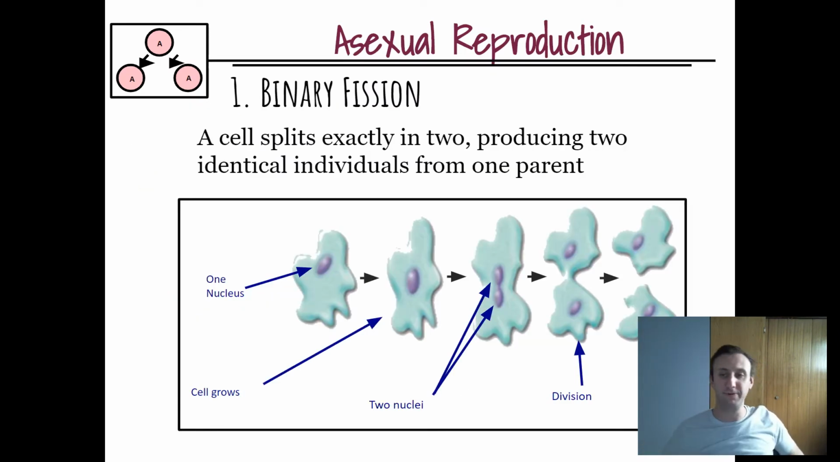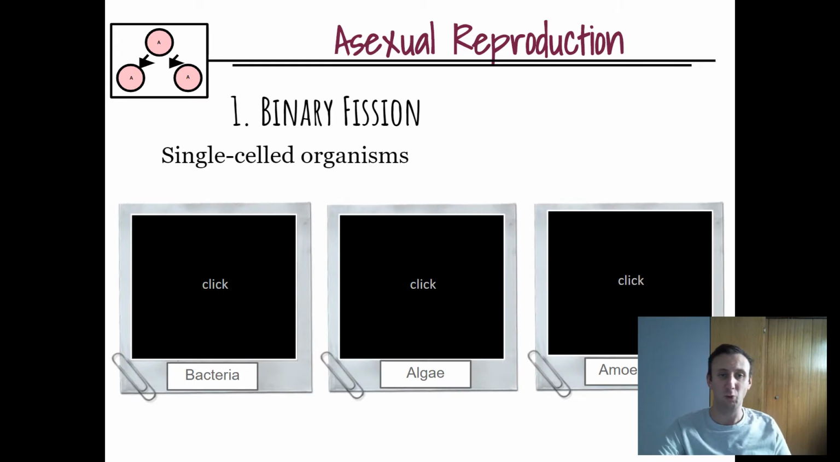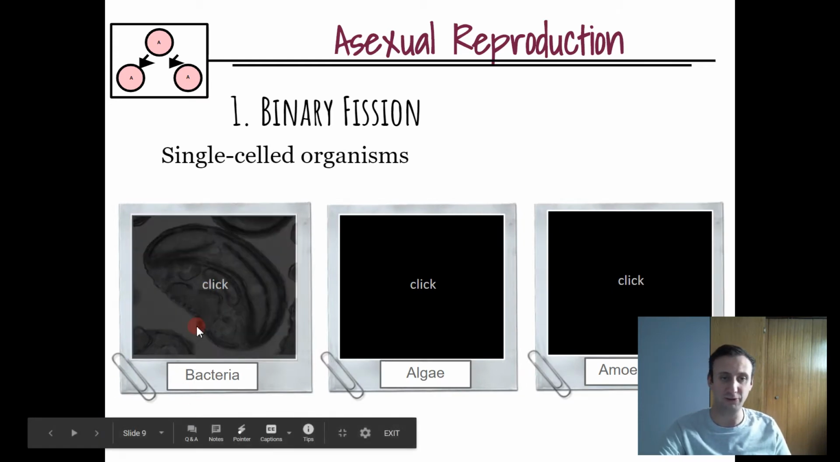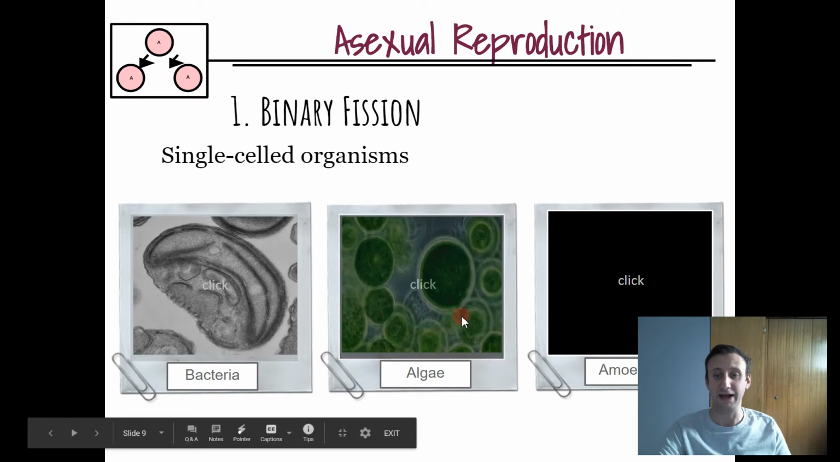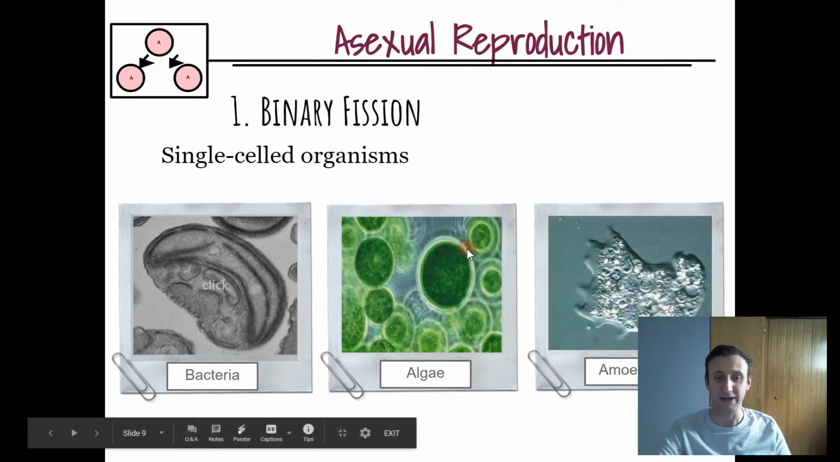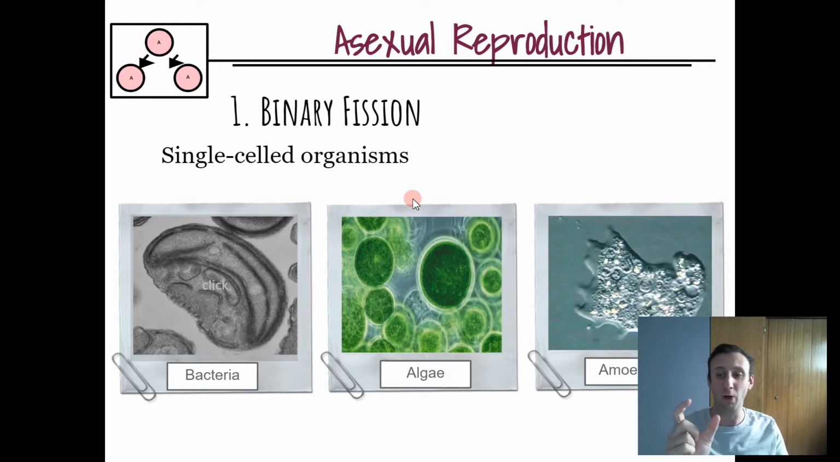So binary fission. What this is, a cell splits exactly, producing two identical individuals from one parent. So what happens is in the cell, it starts replicating everything that normally is inside of the cell. And then after that, it just splits into two. Okay. So what are some examples of things that do this? Well, single-celled organisms, things like bacteria, algae, amoebas. These are all things that end up just going through binary fission. So they duplicate everything inside of themselves, and boop, then they split into two.